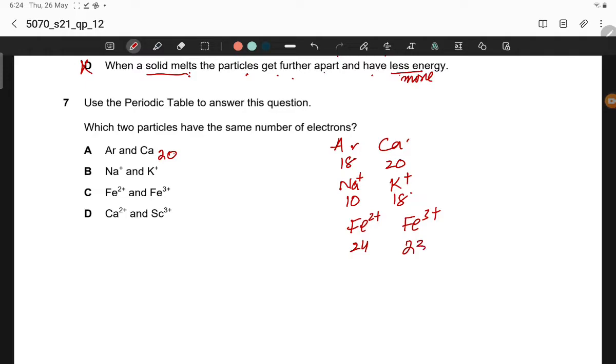This has 23 electrons. And calcium 2 positive has 19 electrons, and scandium 3 positive also has 19 electrons. So D option is correct.